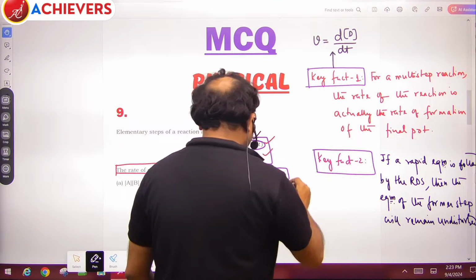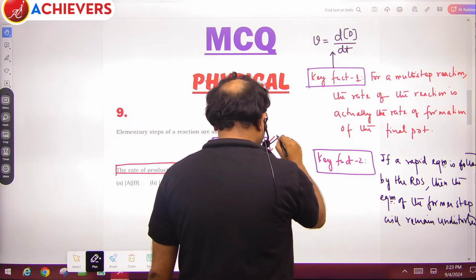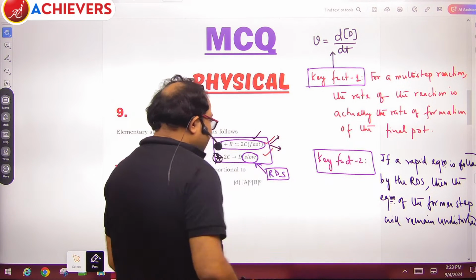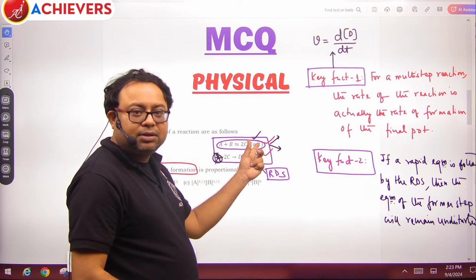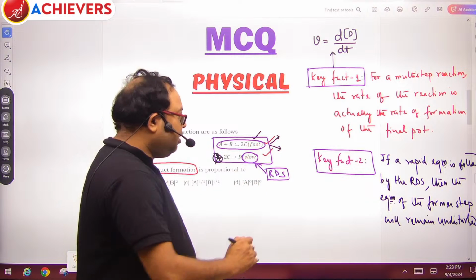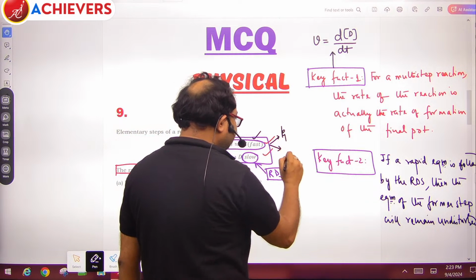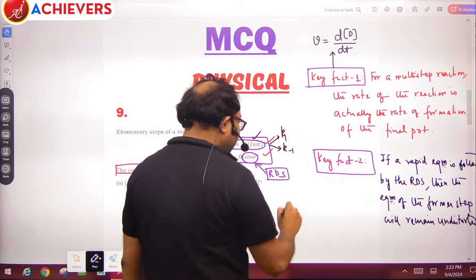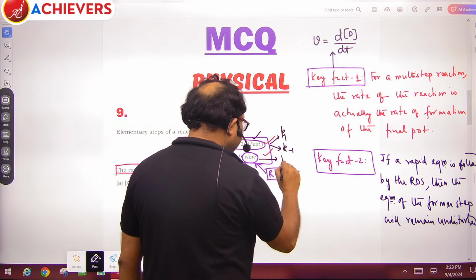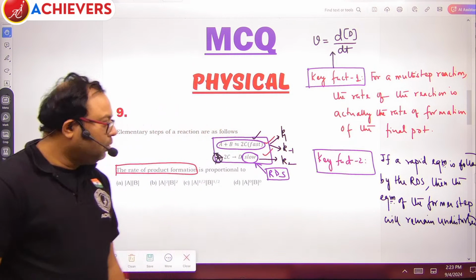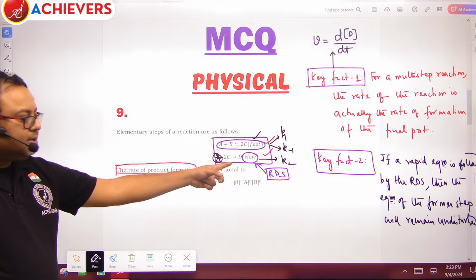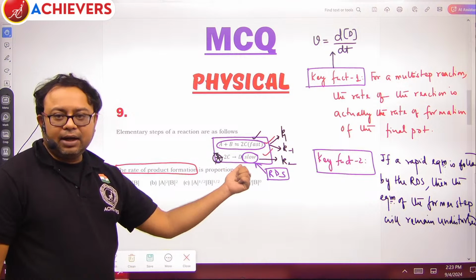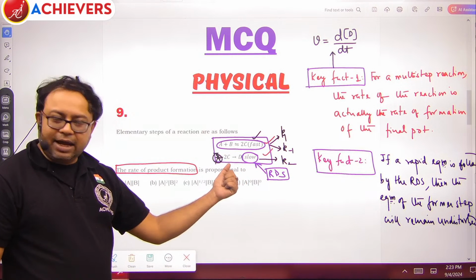And if the rate constants of the steps are like, for the first step, step 1, for the forward reaction the rate constant is K1, for the backward reaction the rate constant is K inverse 1, and for the second step let the rate constant be K2. So the second step is obviously a single step.